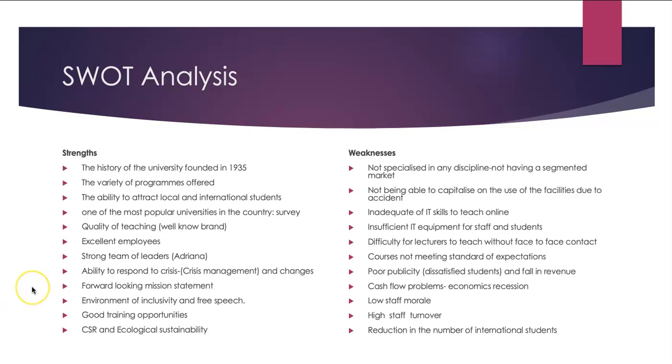use the facilities. In the case, it's also mentioned that they had inadequate IT skills, especially for the lecturers when they moved to online teaching. They also suffered, or it's a weakness where insufficient IT equipment for staff and teachers, for staff and students. So staff and students didn't have enough equipment to use, and that's a weakness. There's also difficulty for lecturers to teach without face-to-face contact, saying that the teachers might be traditional, and that is a weakness for the university.